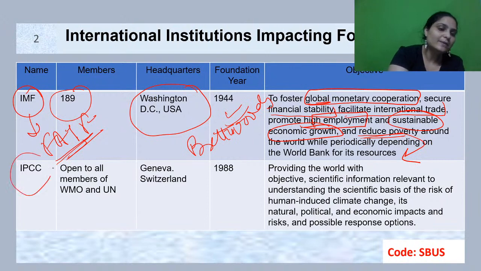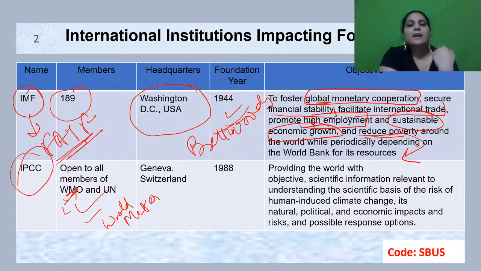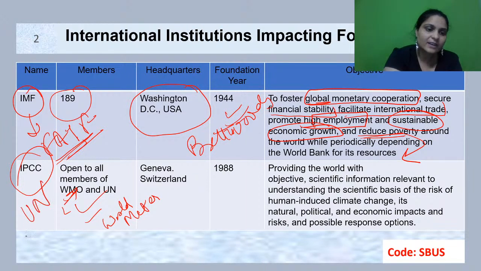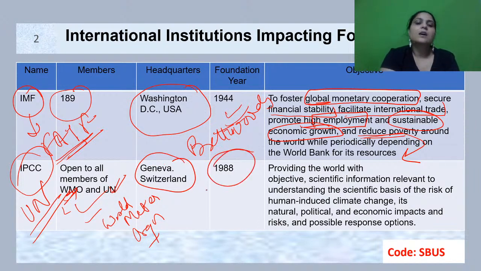IPCC, as I told you, I will be talking about IPCC. It is open to all the members of the WMO. What is the WMO? The World Meteorological Organization. Obviously, IPCC is the Intergovernmental Panel on Climate Change. It is again a specialized agency of the UN. So it's open to members of the World Meteorological Organization and the United Nations. Again, the headquarters are in Geneva, Switzerland. It came into formation. It is a panel.